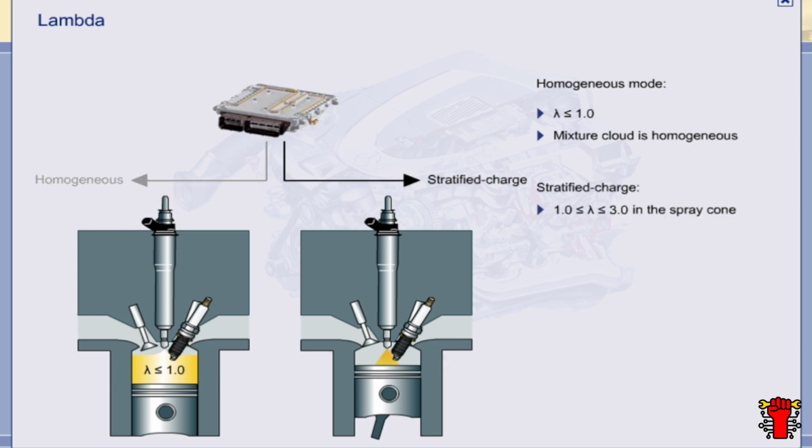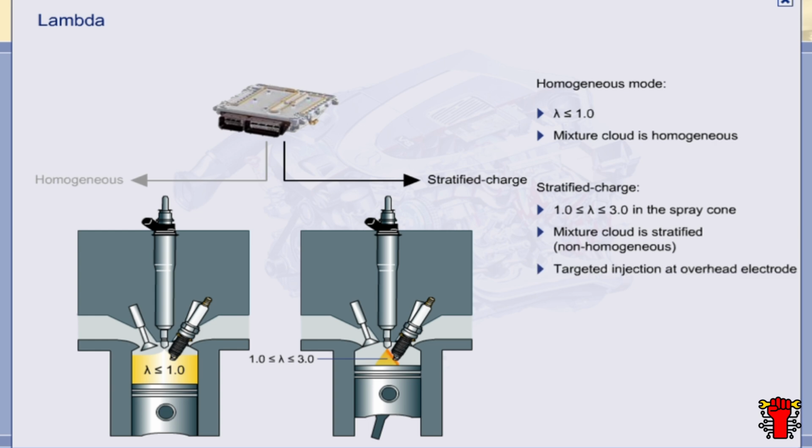By contrast, in stratified charge mode, the mixture ratios in the injection spray cone range from lambda equals 1 to an extremely lean lambda equals 3. The mixture cloud is therefore non-homogeneous or stratified, hence the name of this operating mode. Ignitability is ensured by targeted injection at the spark plug's overhead electrode. The result is an average lambda value of between 1.3 and 2.5 for the combustion chamber as a whole.